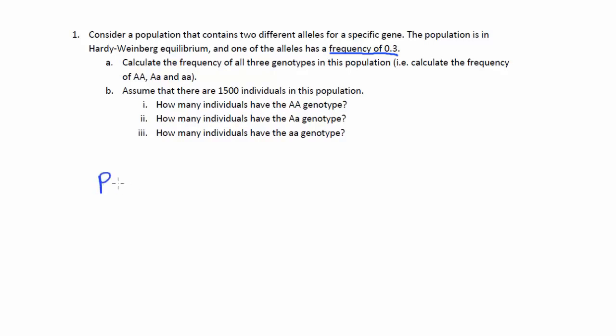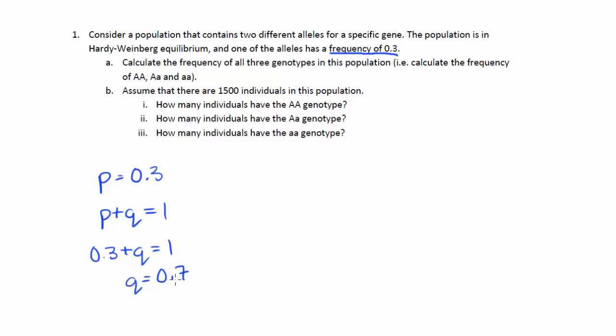of the alleles. So we can assign that to P. So P's frequency is going to be 0.3. And then recall that P plus Q, and both of those are representing the two different alleles, the frequency of those is going to equal 1. So if we know that P is 0.3, then really we're just solving for Q. And when we do that, Q is going to be equal to 0.7.